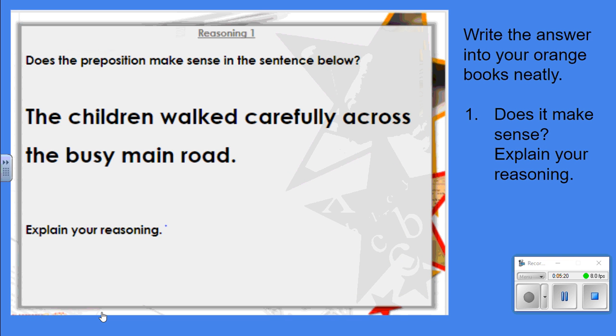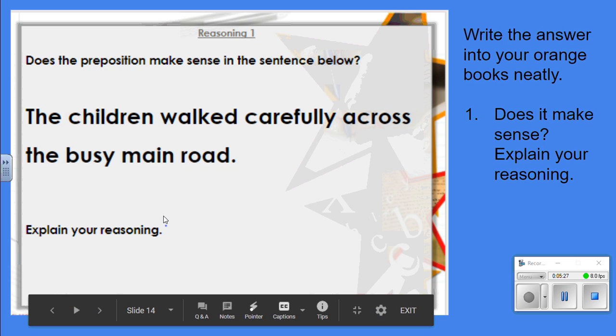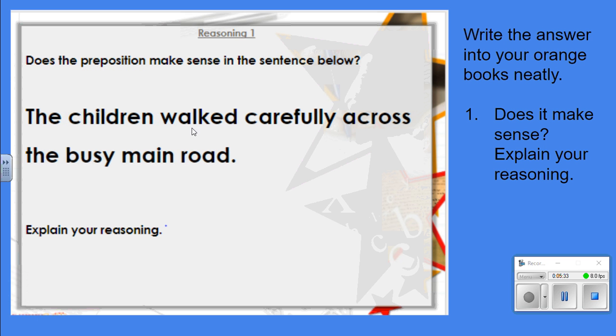Right, so if you can get your orange books ready, we're going to write down our answers now. So this sentence here, does the preposition make sense? The children walked carefully across the busy main road. So have a think, which word is the preposition? Does it make sense? And if it does, can you write down why? So pause the video while you do that.